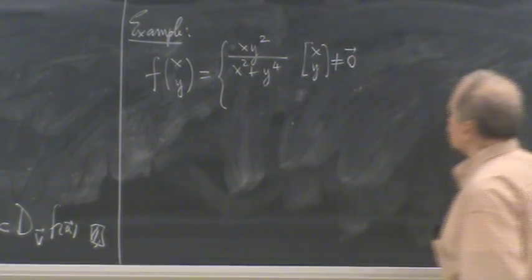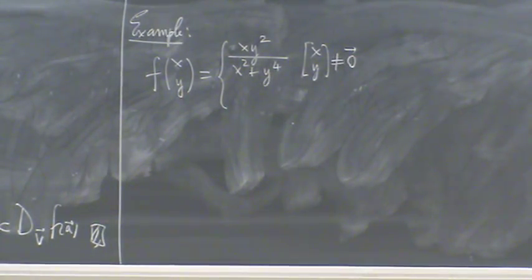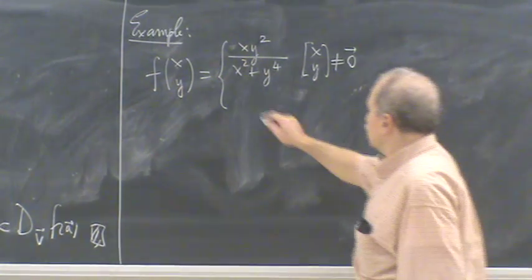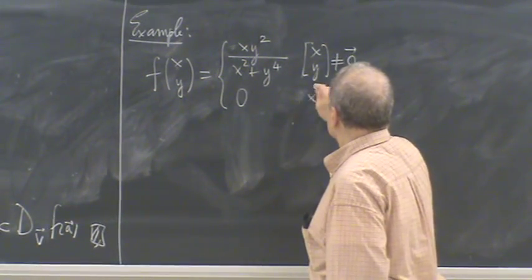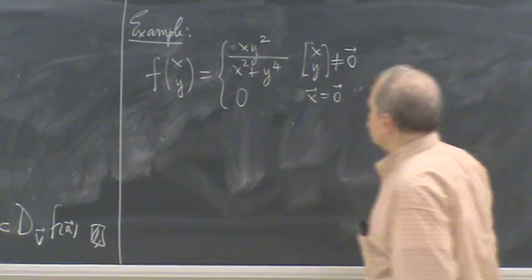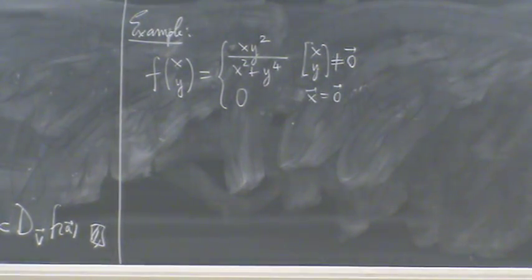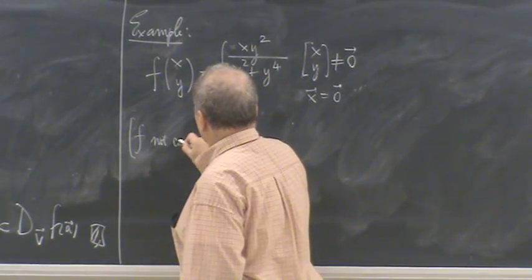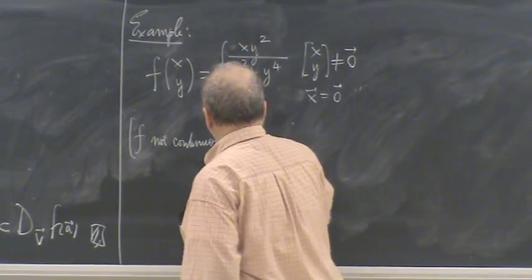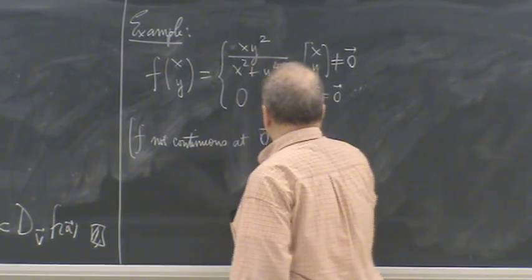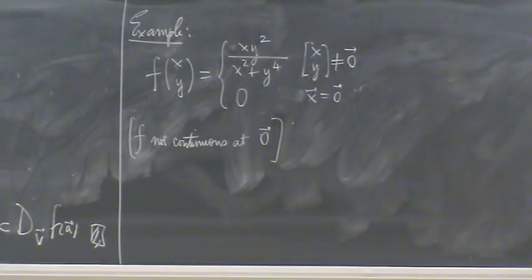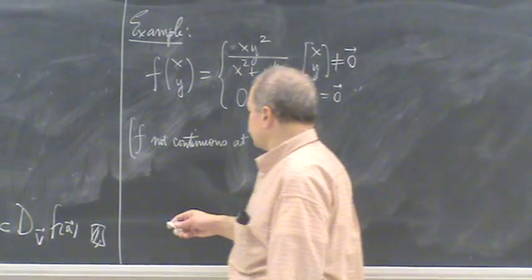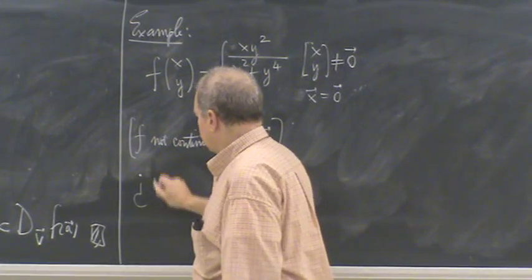So if I take the function, it's xy squared over quantity x squared plus y to the 4th away from the origin, and 0 at the origin. What do you recollect about this function? Not continuous. But I can still ask you, does it have directional derivatives at the origin? Probably.